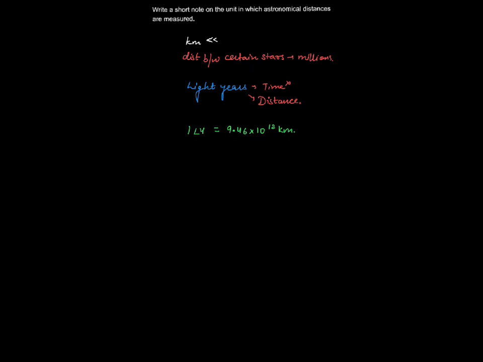Now, if we have to say that a particular star is 8 light years away from us, from the Earth, it means that the distance of that star from Earth is so much that light would take 8 years to reach Earth from that star. So these distances we use in terms of light, how much time light would take to travel. So this is the unit in which astronomical distances are measured.